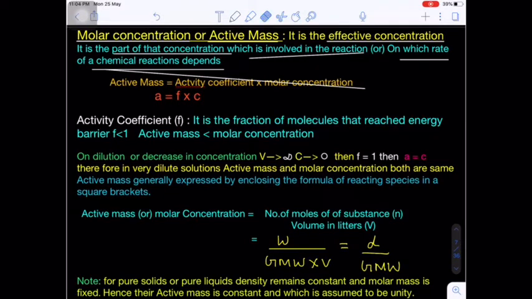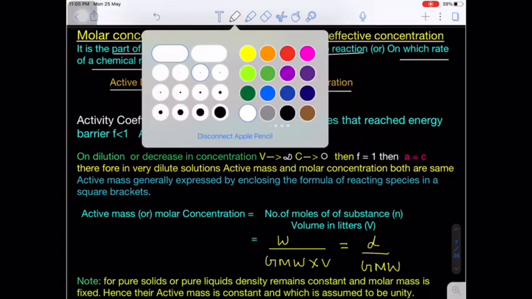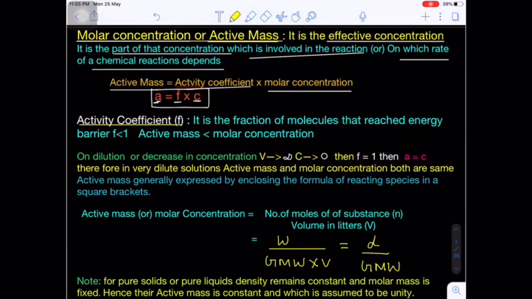Activity coefficient multiplied by molar concentration is equal to active mass. So A is equal to F into C, where A is called active mass, F is called activity coefficient, and C is called molar concentration. Now the activity coefficient F is that fraction of the molecules which reached the energy barrier.